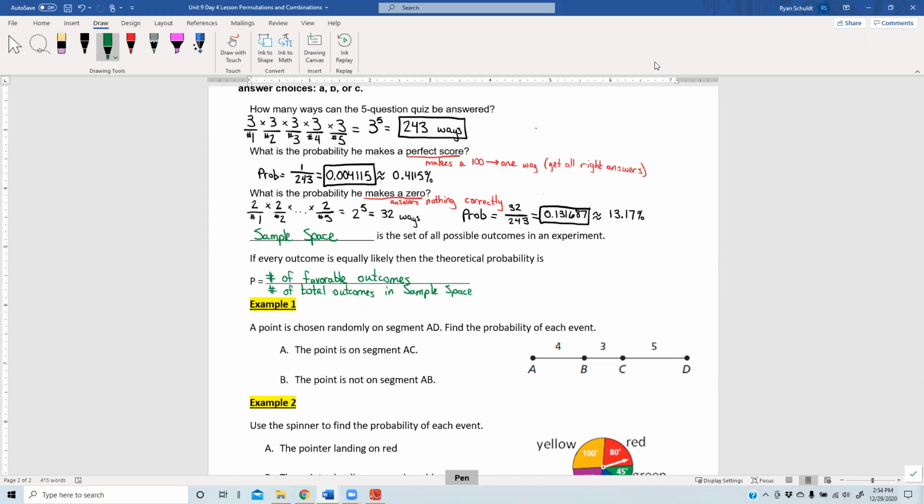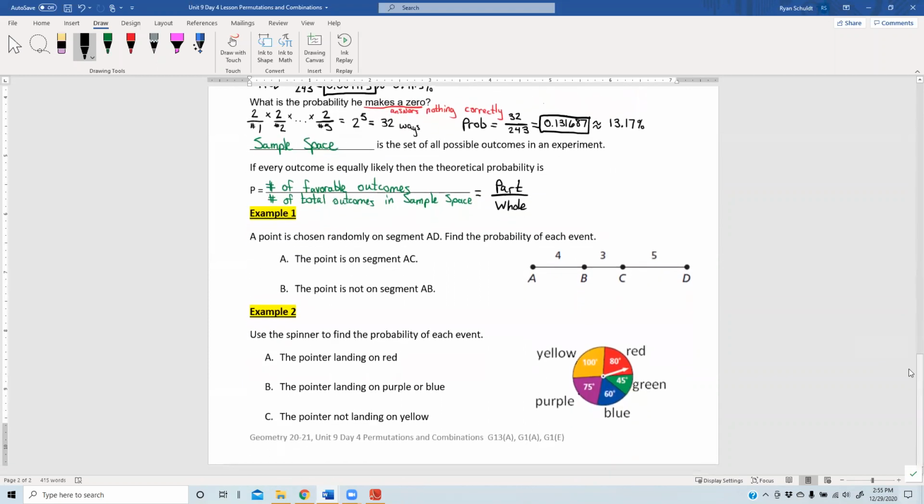So the number of favorable outcomes divided by the number of total outcomes in the sample space. Or another way you could say this is part divided by whole. It's another way you could put it. So this is talking about geometric probability now. Let's look at this first example.